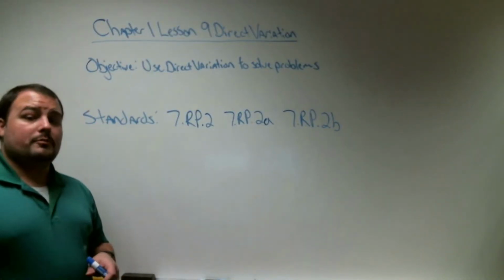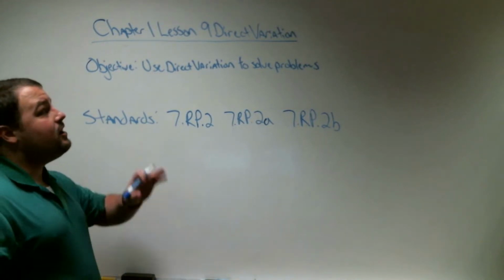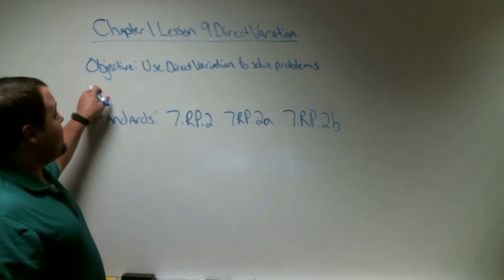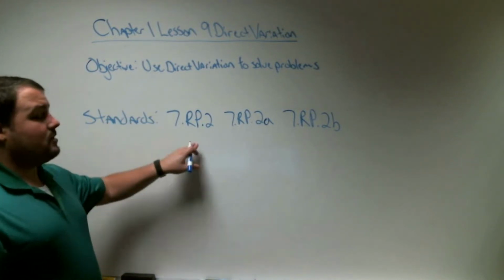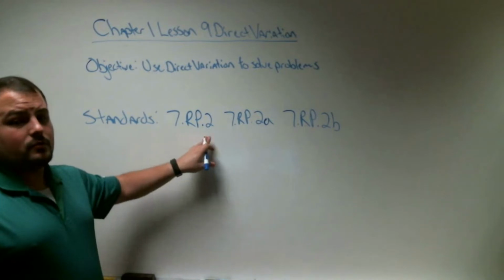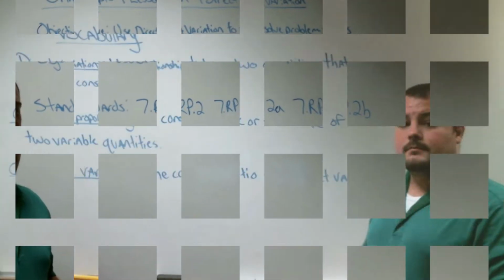In our 9th video, we're going to be doing the last lesson of the chapter, Chapter 1, Lesson 9, Direct Variation. Our objective is to use direct variation to solve problems in our standard 7th grade ratios and proportions standard 2, 2A, and 2B. Let's go ahead and start our vocab to start this lesson.